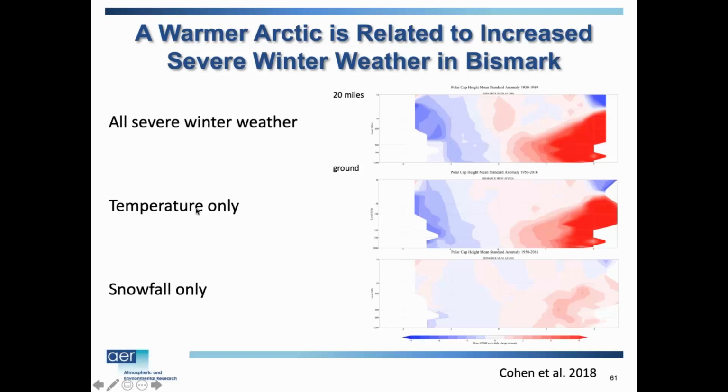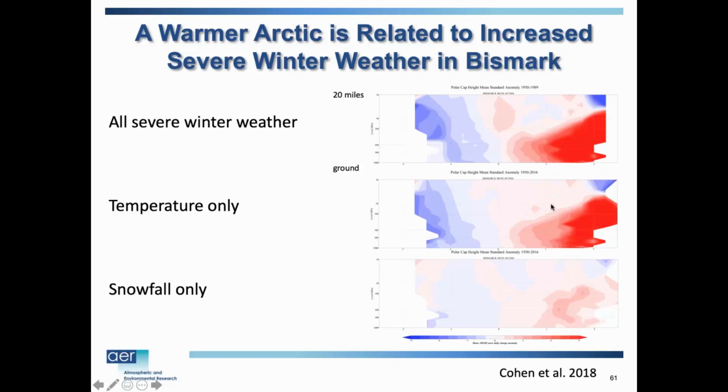I broke it out by temperature and snowfall only. When you look at temperature, the relationship holds very strongly. So when the Arctic is cold, Bismarck tends to be warmer, and when the Arctic is warm, Bismarck tends to be colder. For snowfall, the relationship was not as strong as it is for some other cities, but it is stronger for the Northeast. I don't think I have Boston here, but you can see it's a better relationship.